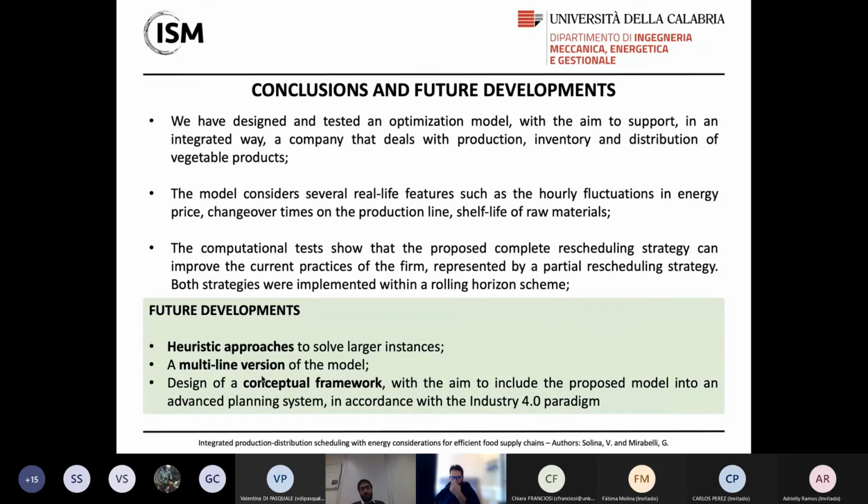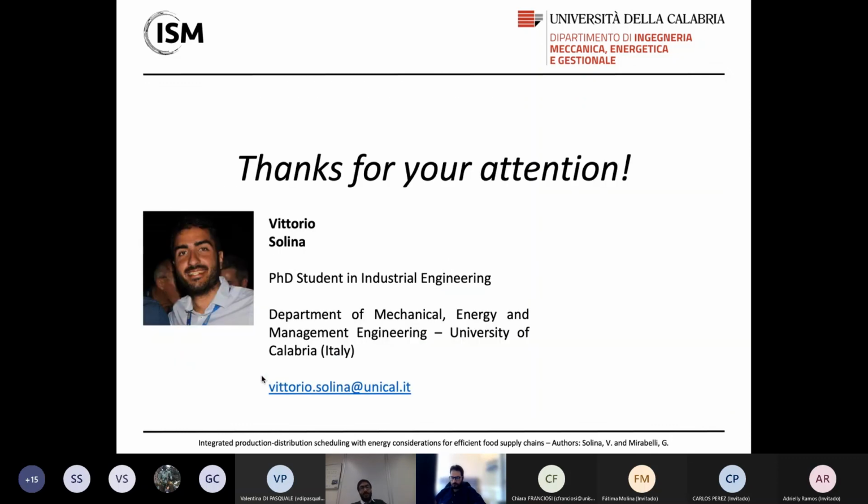In the future, we would like to test the model on larger instances, to multi-line. We want to consider a version with more than one production line, and the idea is to include this framework into an advanced automated planning system in accordance with the Industry 4.0 paradigm.